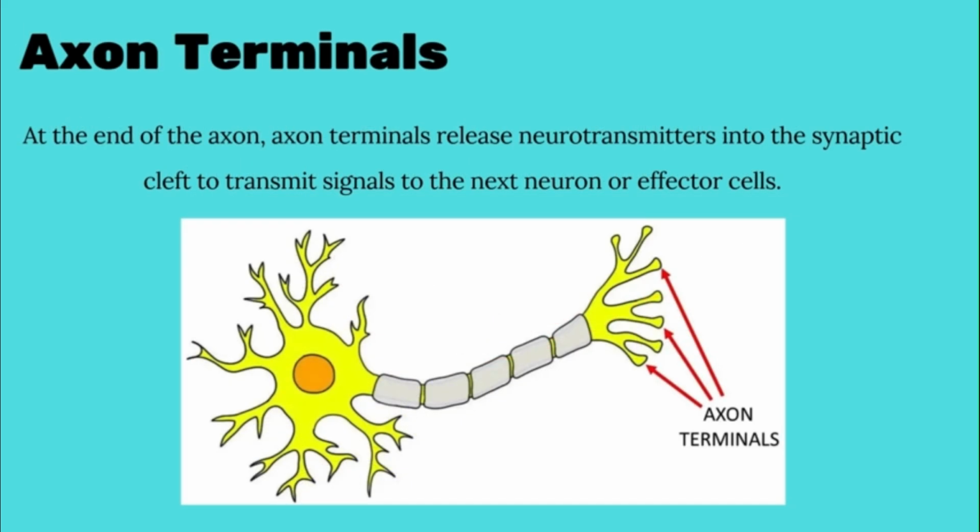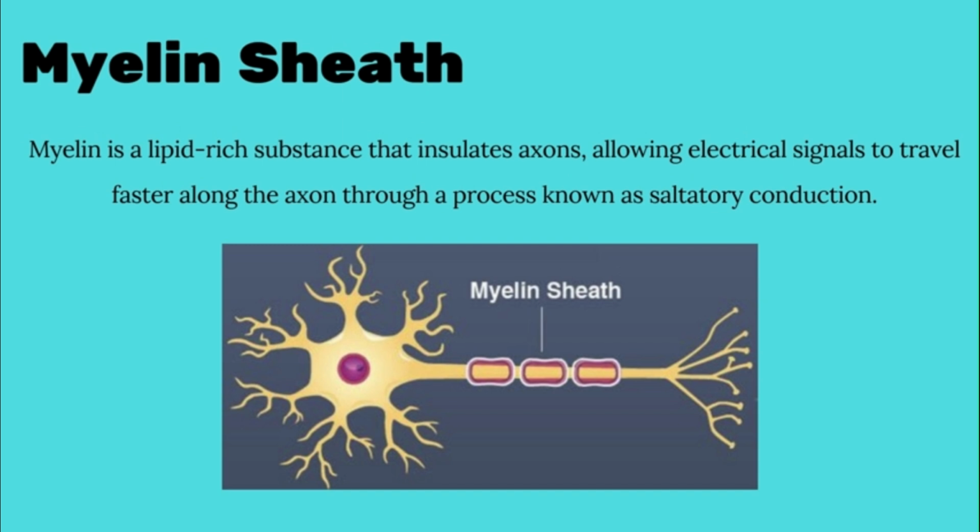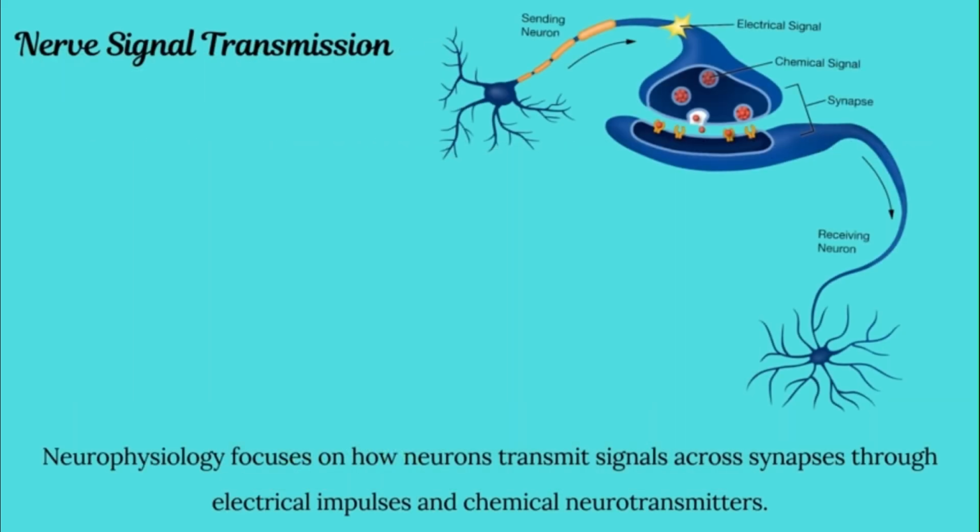At the end of the axon, the terminals release neurotransmitters into the synaptic cleft to transmit signals to the next neuron or effector cells. Myelin sheath. Myelin is a lipid-rich substance that insulates axons, allowing electrical signals to travel faster along the axon through a process known as saltatory conduction. Nerve signal transmission. Neurophysiology focuses on how neurons transmit signals across synapses through electrical impulses and chemical neurotransmitters.